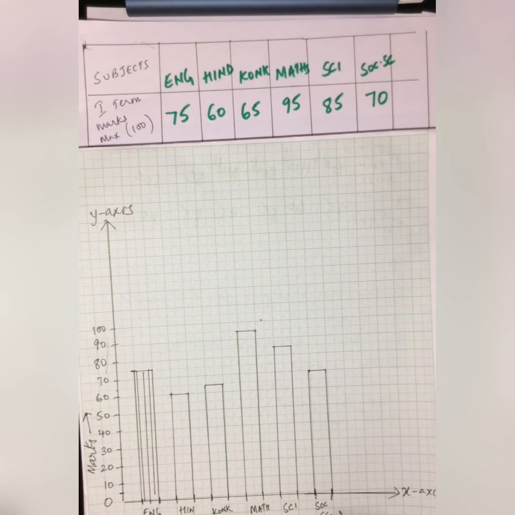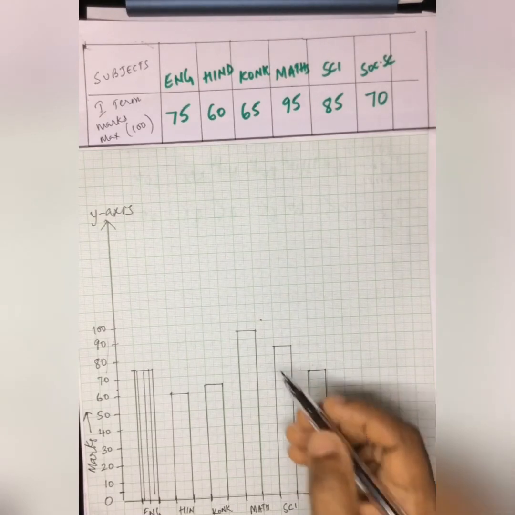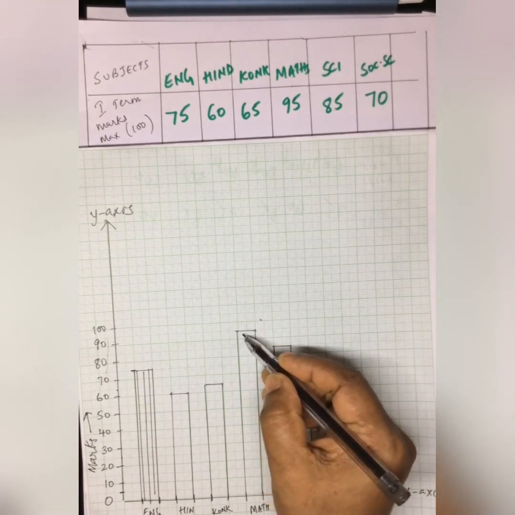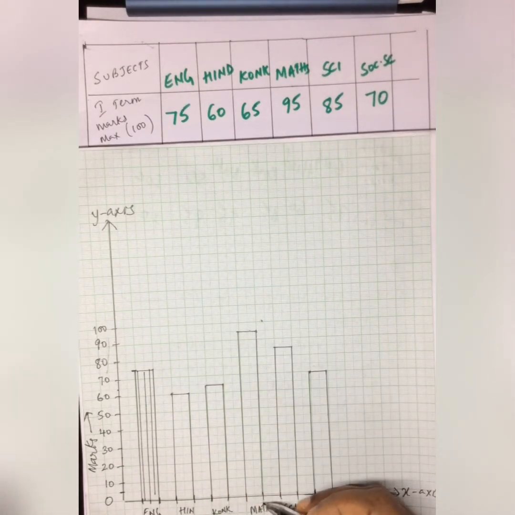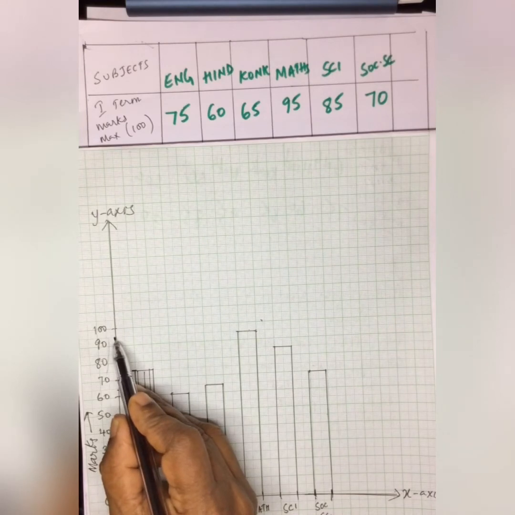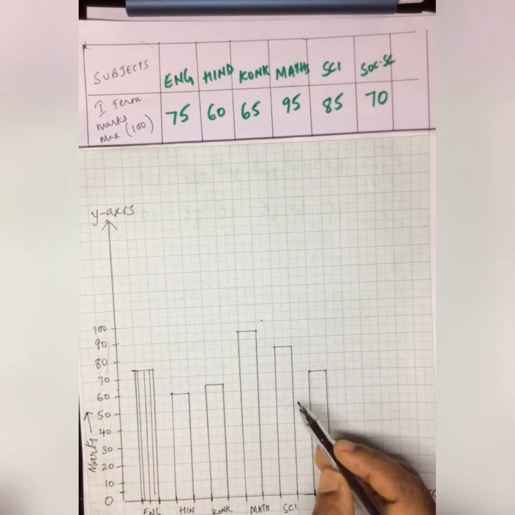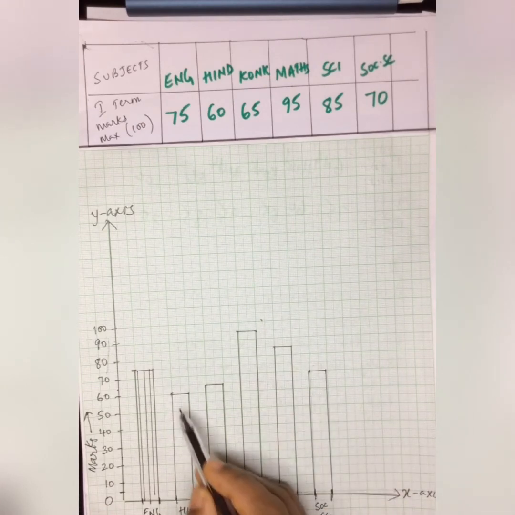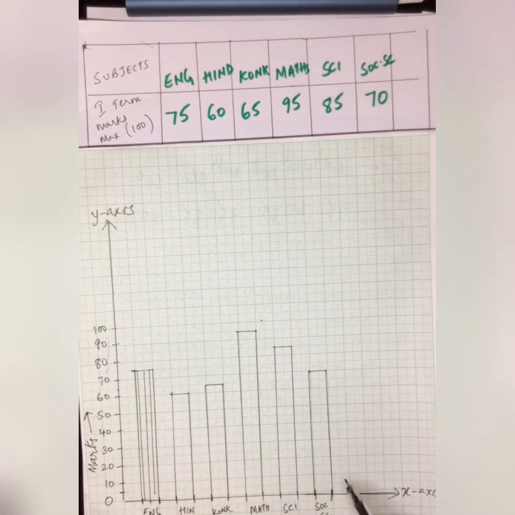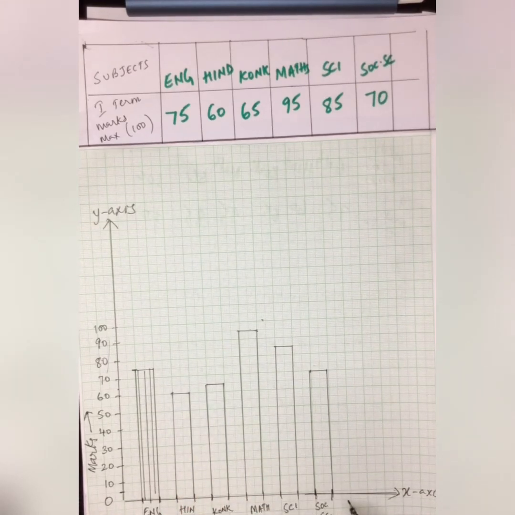My question now to you: in which subject has the student scored the highest? The highest bar is here, for mathematics. So it is 95. In which subject has the child scored the least? Looking at my bar graph, you can make out it is Hindi. So like this, you can answer many questions which are given to you based on the bar graph.